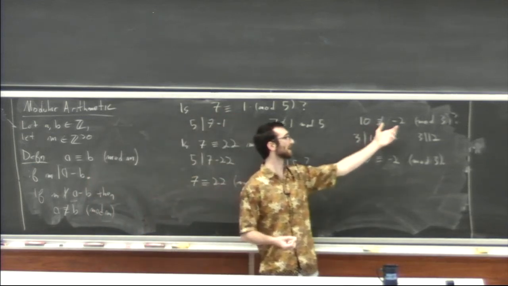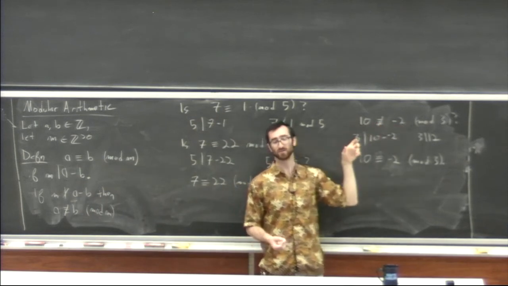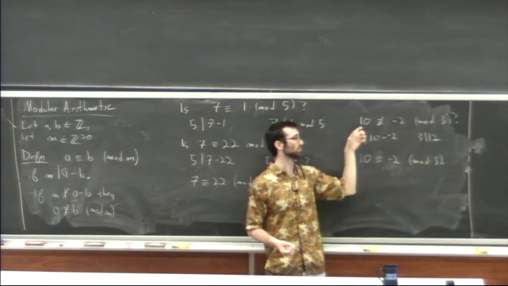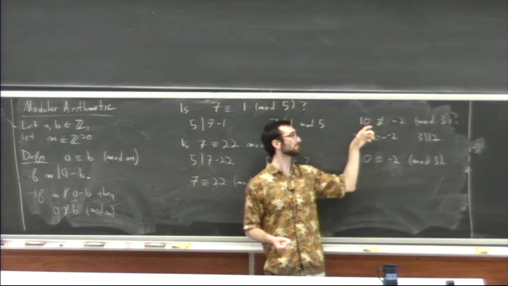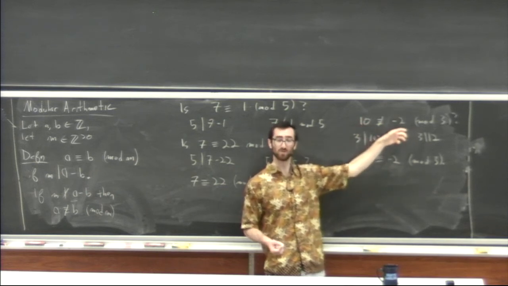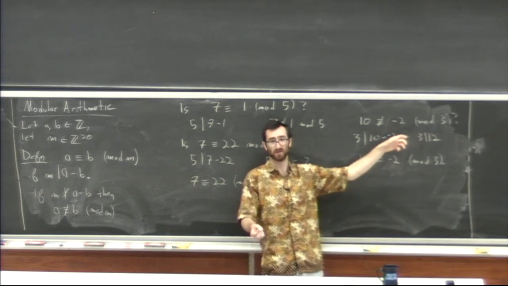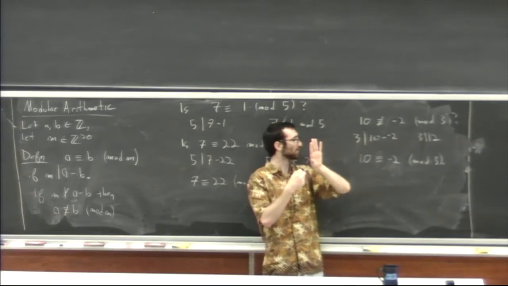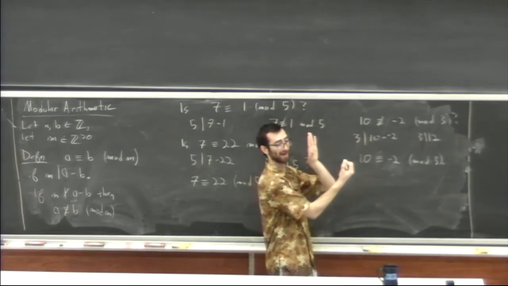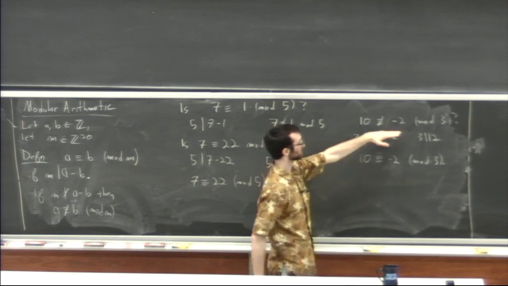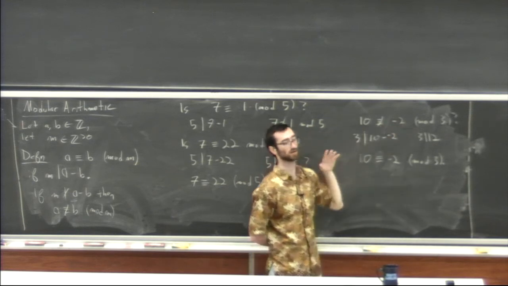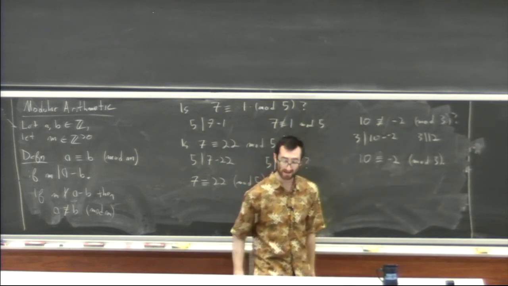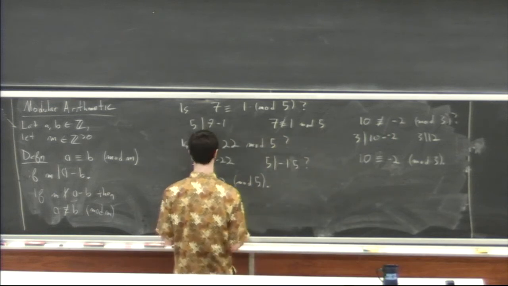It's the same thing with 10 and negative 2. The remainder of 10, when I divide it by 3, is 1, because 9 plus 1 is 10. And the remainder of negative 2, when I divide it by 3, is also 1, because the largest multiple of 3 that is below negative 2 is negative 3, and then you add 1 to get to negative 2. So these two also have the same remainder modulo 3, and thus they're congruent. And indeed, that's a theorem that we should prove.